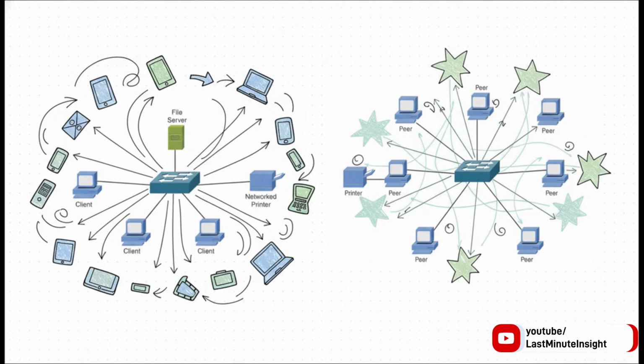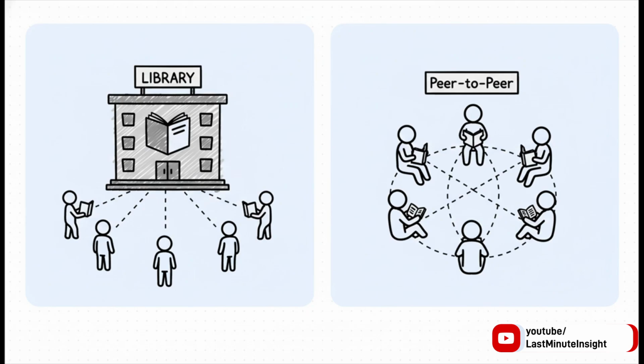So at a really high level, there are 2 main ways to build a network. On the left here, you can see the client-server model. See how everything connects back to that one central server? Now look to the right. That's a peer-to-peer network. All the devices, or peers, are just connected directly to each other. There's no central boss.